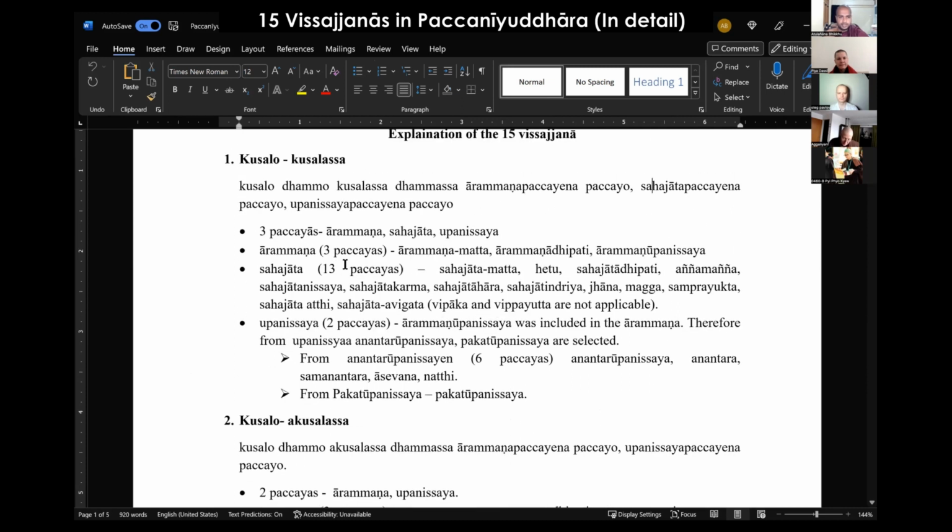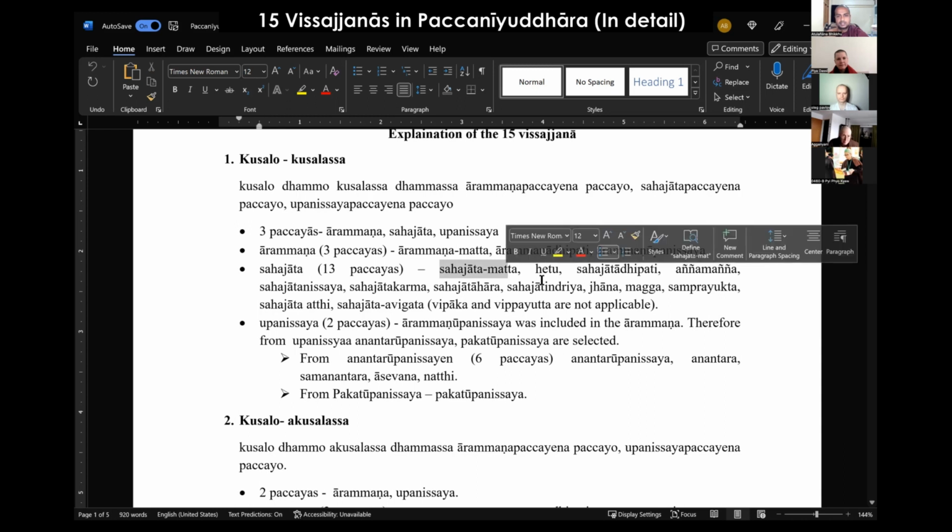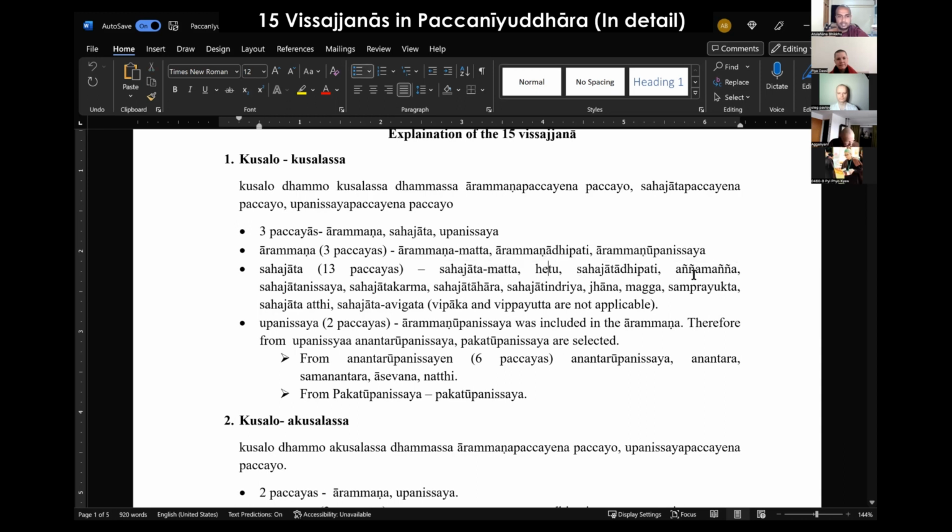So from Vissajjanā, it picked 13 Paccayas: Sahajāta matta, that means the Sahajāta Paccaya, Hetu, Sahajātādhipati, Aññamañña, Sahajāta Nissaya, Sahajāta Kamma, Sahajāta Āhāra, Sahajāta Indriya, Jhāna, Magga, Sampayutta, Sahajāta Atthi, Sahajāta Avigata. So from the 15 Paccayas included in the Sahajāta, Vipāka and Vippayutta are not applicable here, because Vipāka and Vippayutta are related with the Abyākata Dhammas. So it's not applicable here.